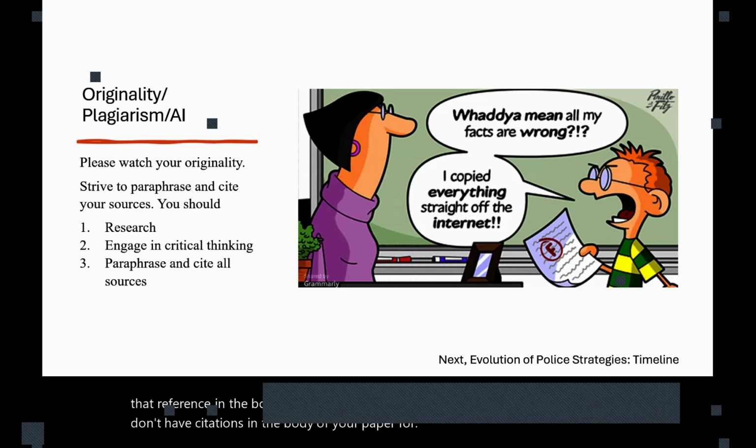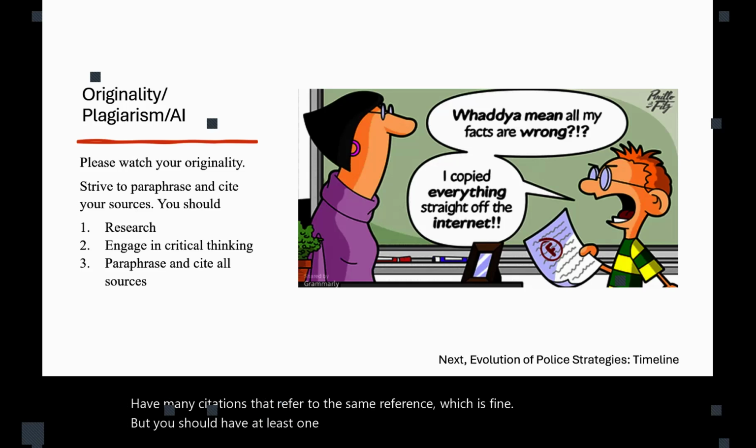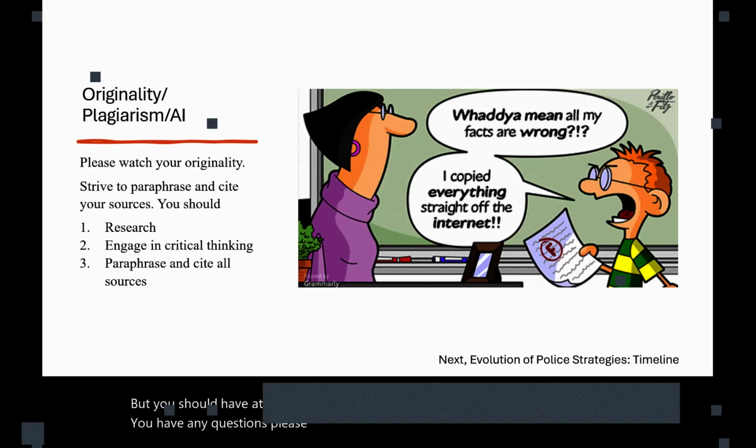You might have many citations that refer to the same reference, which is fine, but you should have at least one reference that matches all those citations. If you have any questions, please ask. Remember, paraphrase and cite and reference your source.